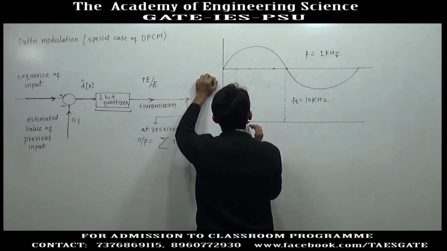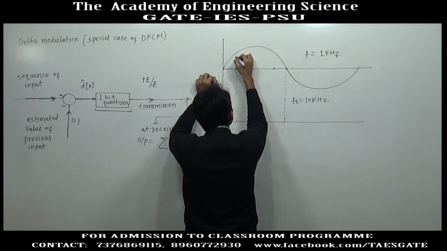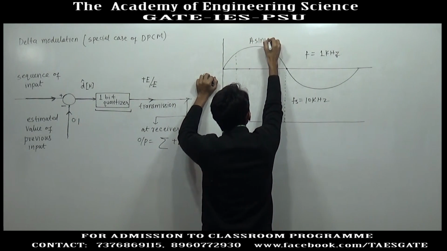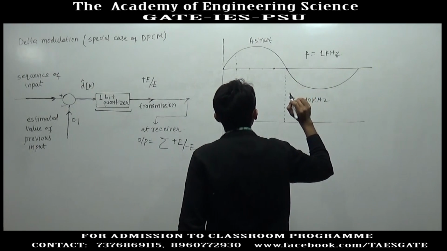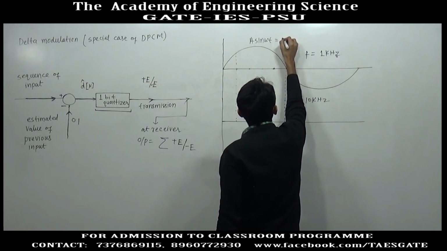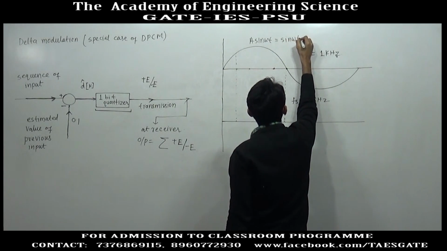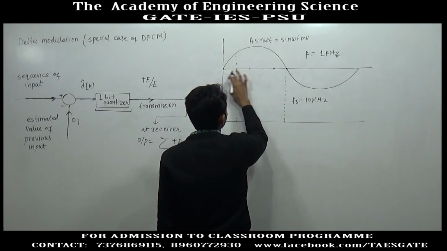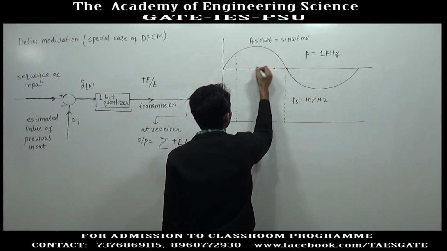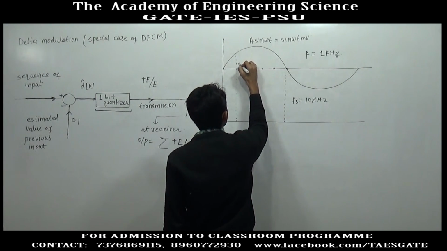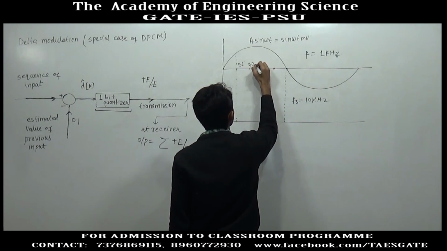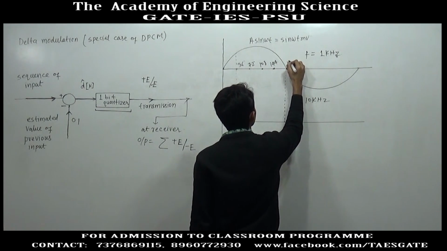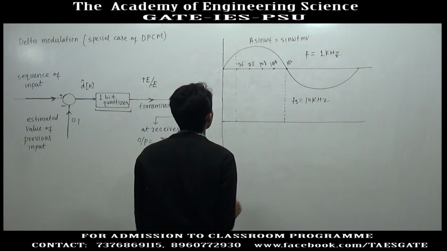This is the first sample, and suppose the signal is A sin omega t, with A equal to 1 millivolt. So the signal is sin omega t millivolt, and it is divided in 5 parts. So the angles will be 36 degree, 72 degree, 108, 144 and 180 degree.